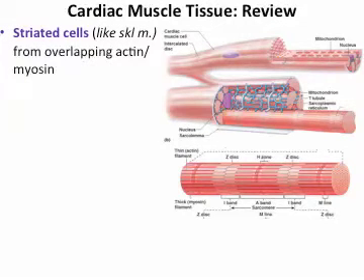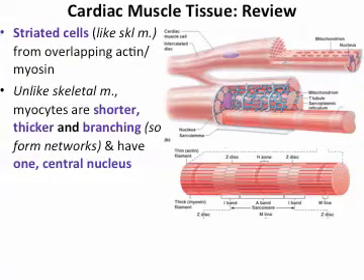So, like skeletal muscle, cardiac muscle is striated, and what that means is the actin and myosin myofilaments overlap. You can see in the cartoon how they overlap. Unlike skeletal muscle, however, the cardiac cells, also called cardiac myocytes, are shorter than a skeletal muscle cell. Cardiac muscle cells are thicker than skeletal muscle cells, and they branch.